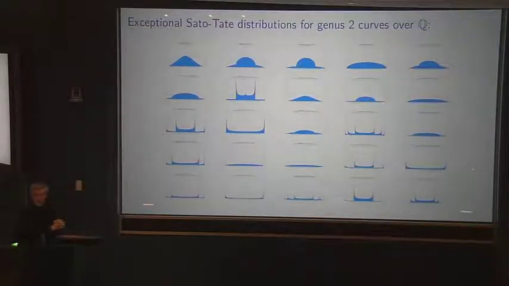Modulo one unproved conjecture, the analog of the Sato-Tate conjecture in genus 2 in the generic case, we actually know that if you have a genus 2 curve that is not generic, these are all the special cases. There are exactly 25 that show up over Q, and these are the 25 distributions.